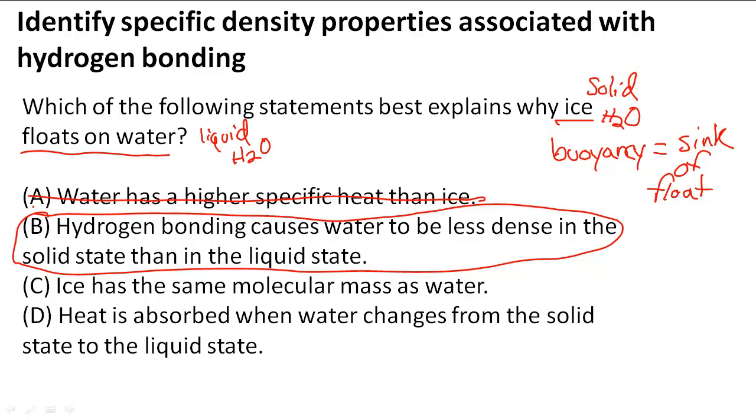So B is correct. C, we're not really talking about the molecular mass because it doesn't have to do with the specific density property of floating right now. And heat is absorbed when water changes from the solid state to the liquid state, but again, this does not describe the specific property. So B is the only answer based on what we know about hydrogen bonding and the crystalline structure of ice. So B is the answer to this question.